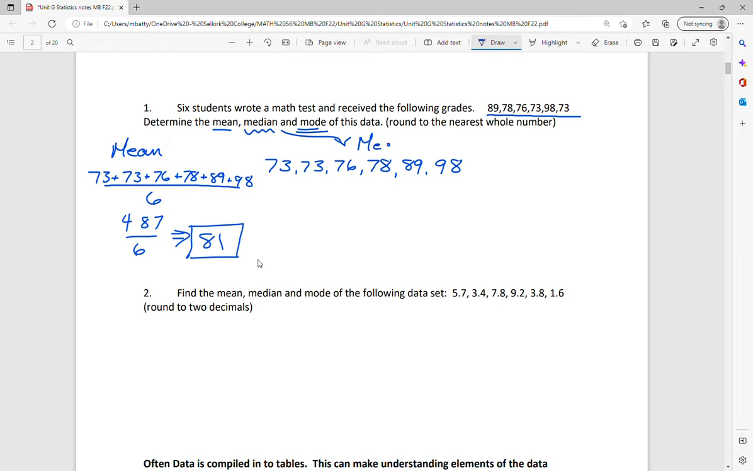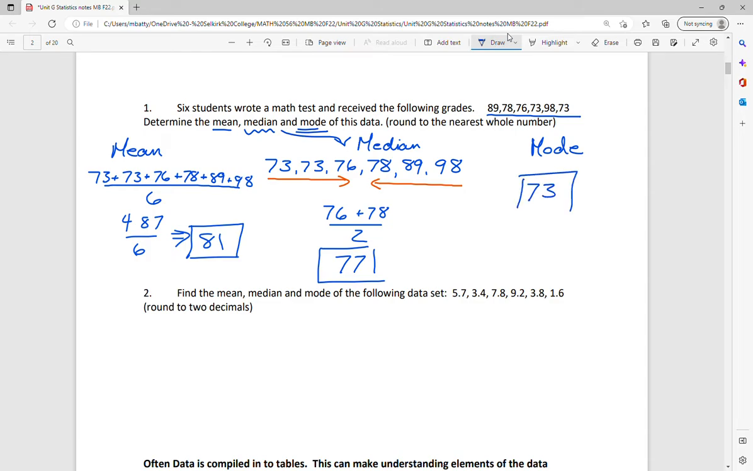So the median mark would be that middle mark. And so this set of data being an even number, there isn't a middle number. And so for this one, we're going to have to take the average of the two middle numbers. So 76 plus 78 divided by 2 would give me a median mark of 77. And the mode, when I've already arranged them from smallest to biggest, I can see that the most common score was 73. You may have done these before.